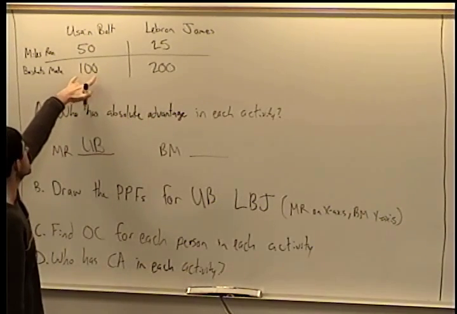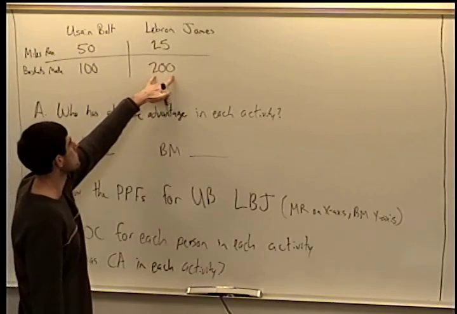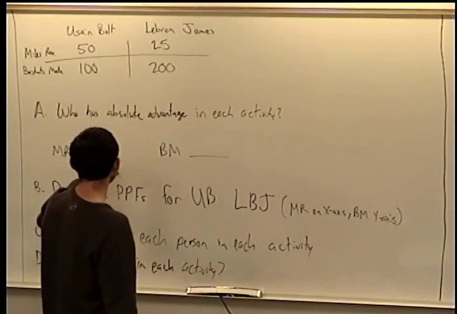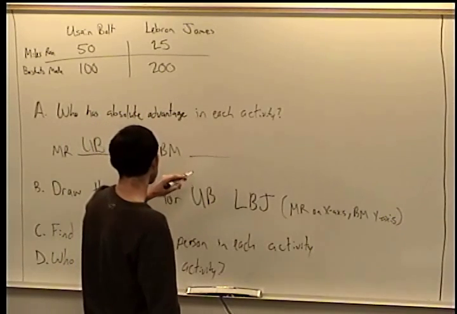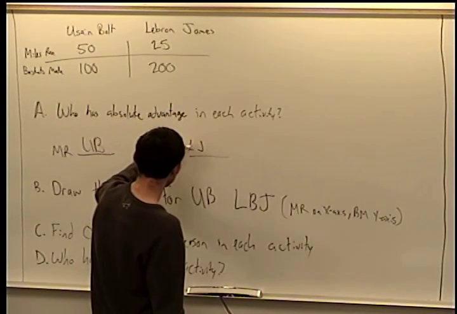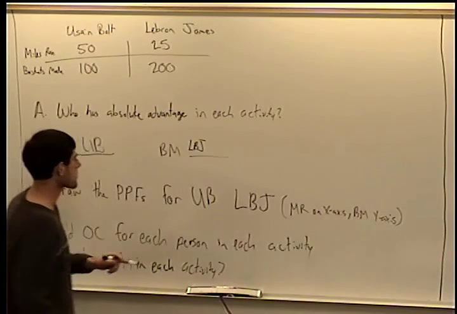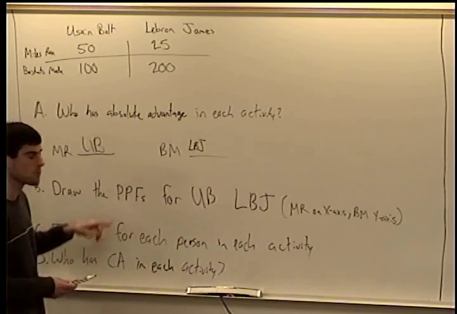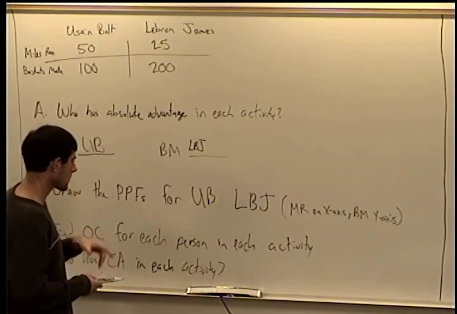At baskets made, Usain Bolt can make 100. LeBron James can make 200. So LeBron James can make more baskets than Usain Bolt. So LeBron James has the absolute advantage in making baskets. Usain Bolt has the absolute advantage in running.